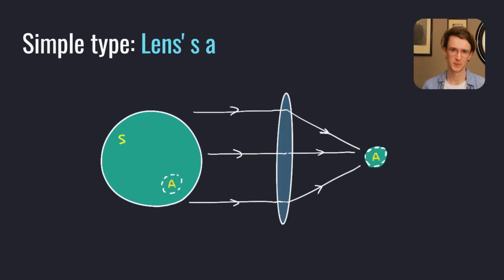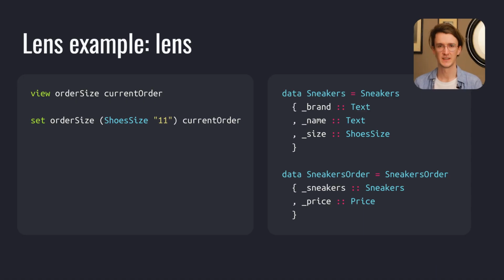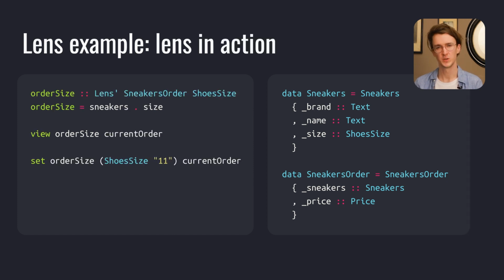If you take a simple type, Lens S A, it means that some structure S contains a single value of type A. Imagine you have an order data type that has a sneakers field. We can make a lens to access the size of the sneaker in the order, and here sneakers order is a whole, shoe size is a focus, and we can use optics composition, aka dot, to create an order size lens. We can use this lens to get and update the shoe size.